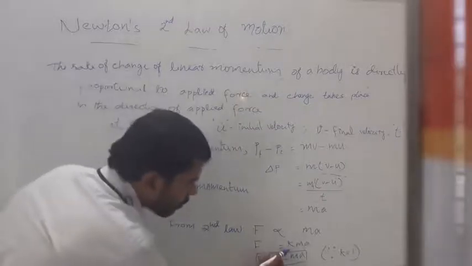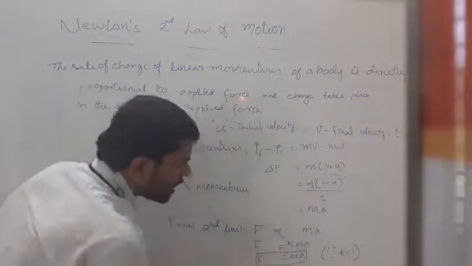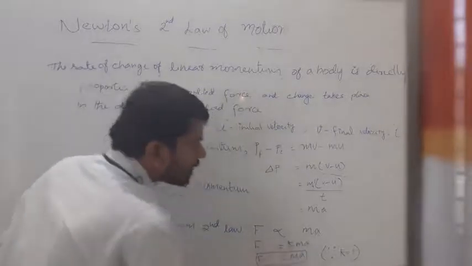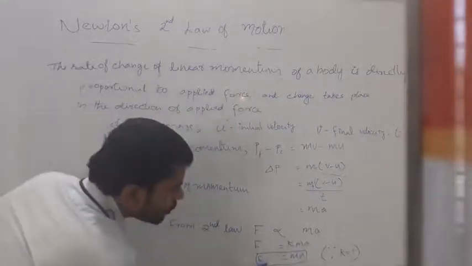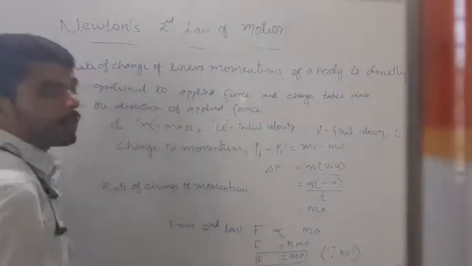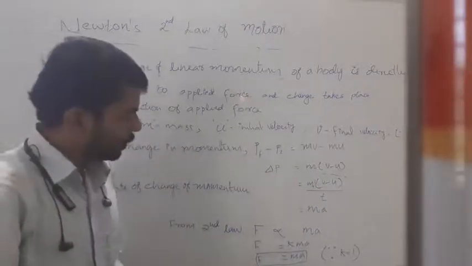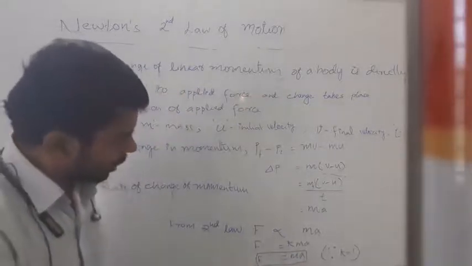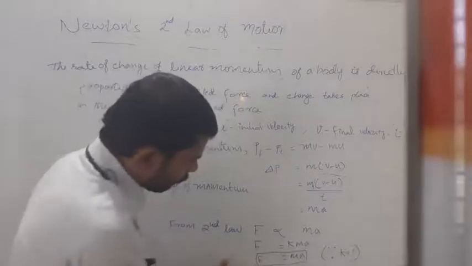But here the value of the constant K is actually 1. So 1 into ma is nothing but ma. So F is equal to ma. So the second law is F is equal to ma. Now consider F is equal to ma. We are considering the force as constant.